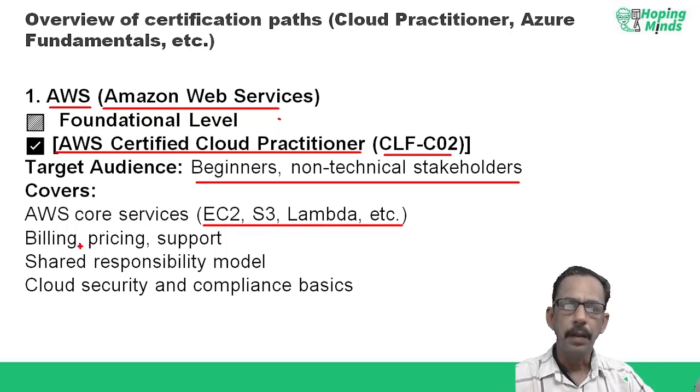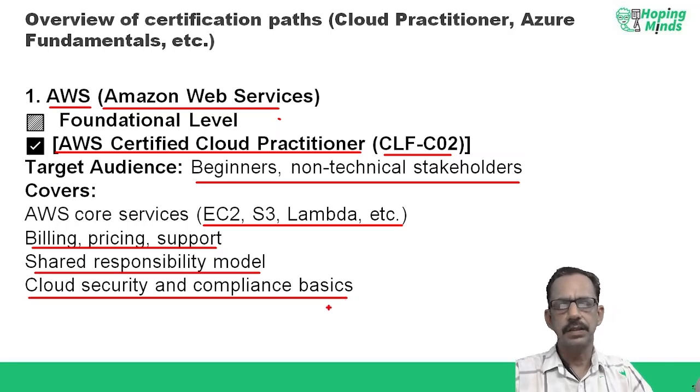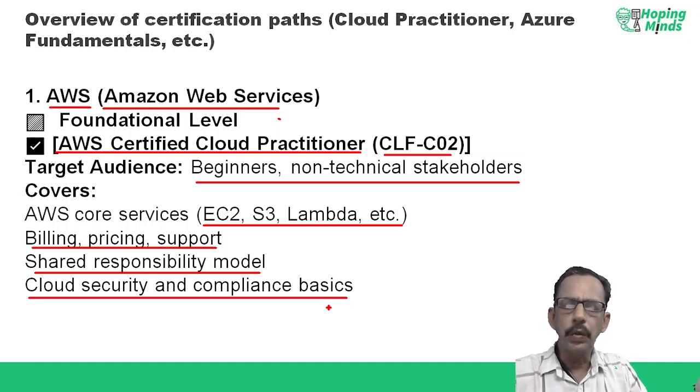It just discusses the core services that we have already done. We have done billing, pricing, and support, the shared responsibility model, and the basics of security and compliance that we covered during our training in Cloud Practitioner. Exam code is CLF-C02, for beginner level to start with Amazon.